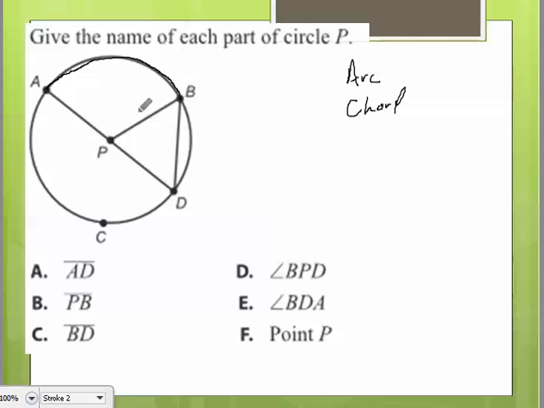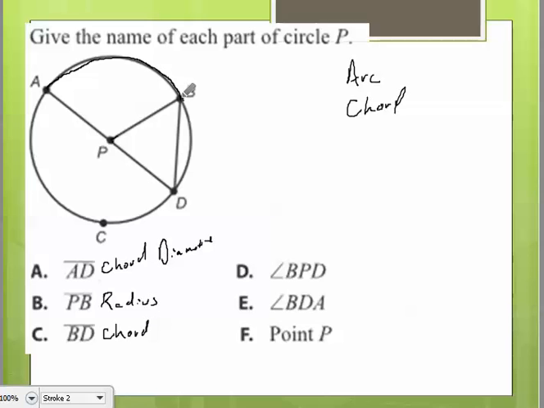Okay? And if they wanted me to find AD, well, AD goes all the way across the circle like that. That is a chord, but it's a special chord because it goes through the center of the circle, so it's a diameter. PB goes from there to there. That is a radius. It is not a chord at all. Okay? Chords have to go all the way across the circle. How about BD? BD is a chord.